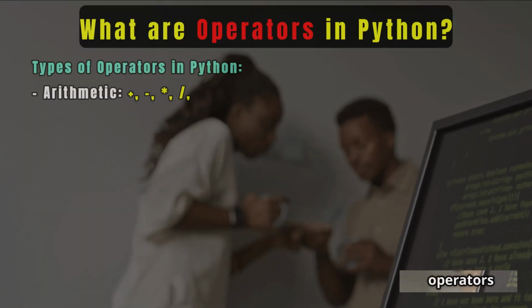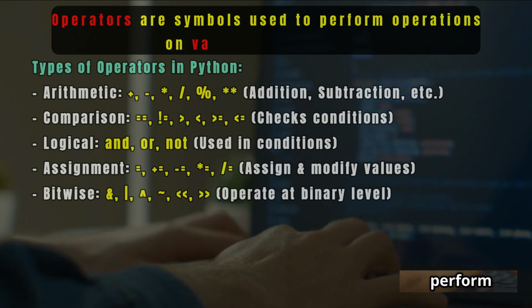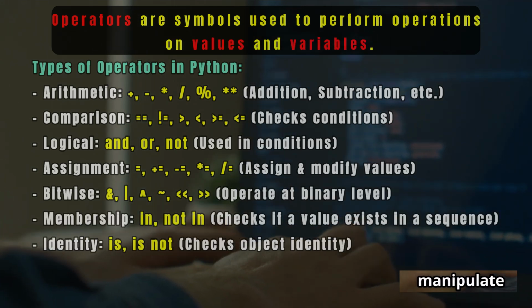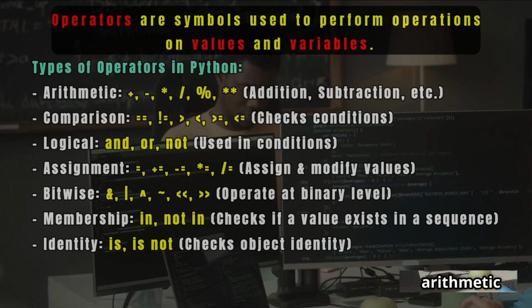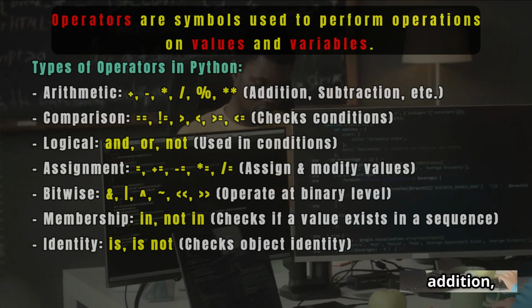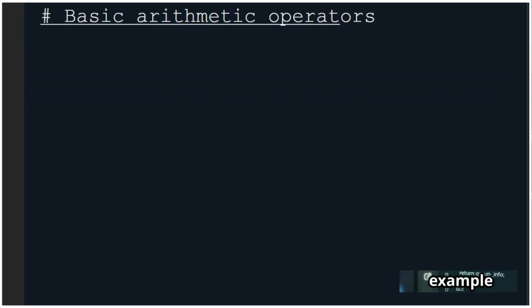Now let's talk about the operators in Python. Operators in Python allow us to perform calculations or manipulate the data. The most common operators in Python are arithmetic operators like addition, subtraction, multiplication, and division. Here is an example code.